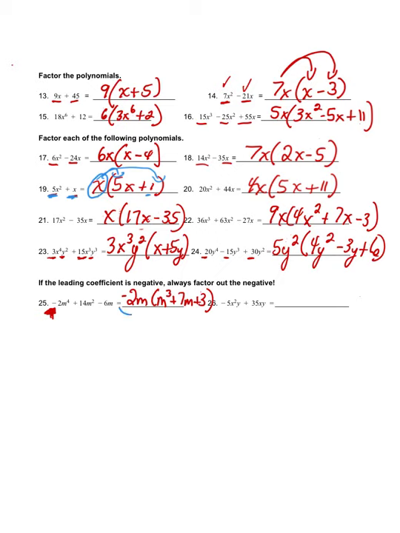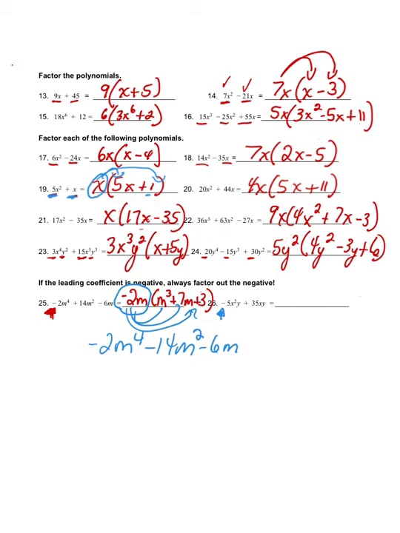is to go distribute. So negative 2m times m to the third is negative 2m to the fourth. Negative 2m times 7m is negative 14m squared. And then negative 2m times positive 3 is negative 6m. And in fact, that does work. Okay? And then one more example here where you have a negative.